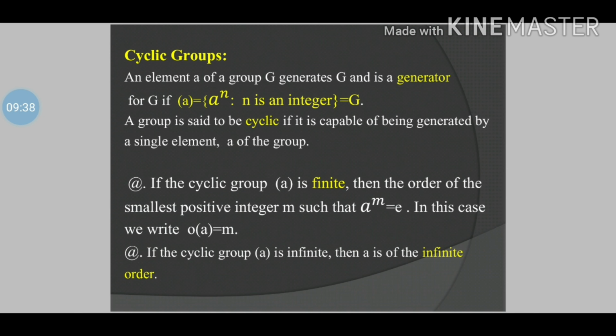Therefore, here 1 and 5 are the generators of Z6 and the group Z6 is cyclic. If the cyclic group generated by a is finite, then the order of a is the smallest positive integer m such that a raised to m is equal to e. In this case, we write order of a is equal to m. So in the previous example, Z6 under addition modulo 6, the group itself is a cyclic group and it is of finite order, and the order of the group is 6. If we take any element a from Z6, then a raised to 6 is equal to the identity 0 under addition modulo 6. And if the cyclic group generated by a is infinite, then a is of infinite order.